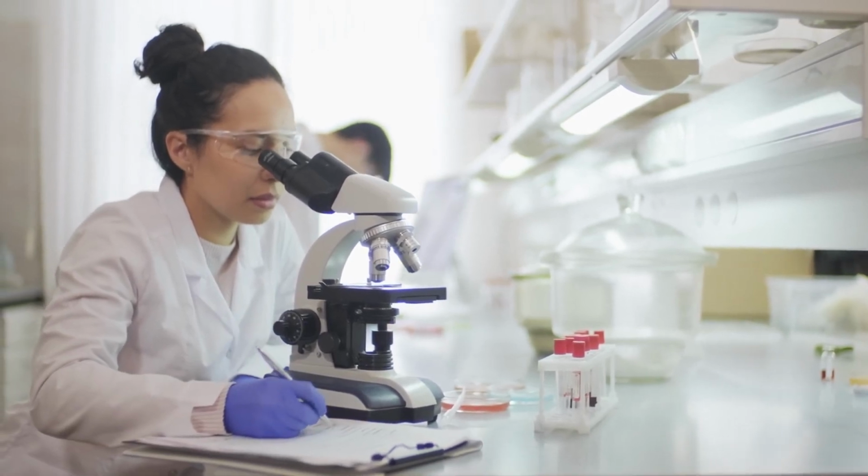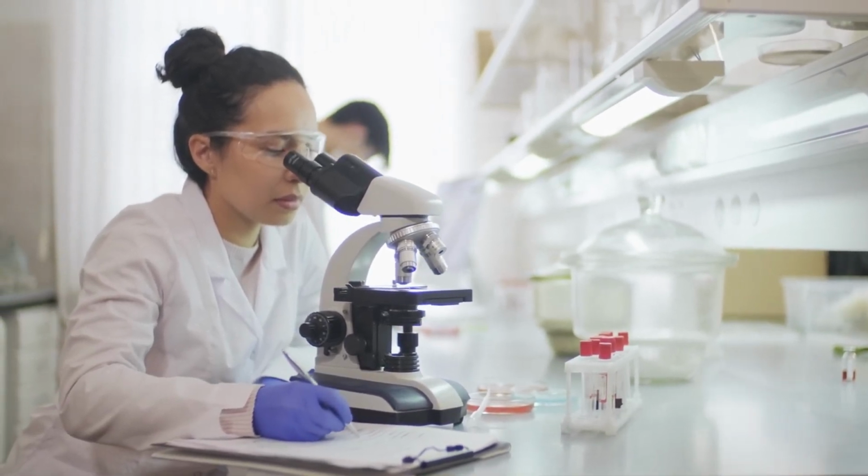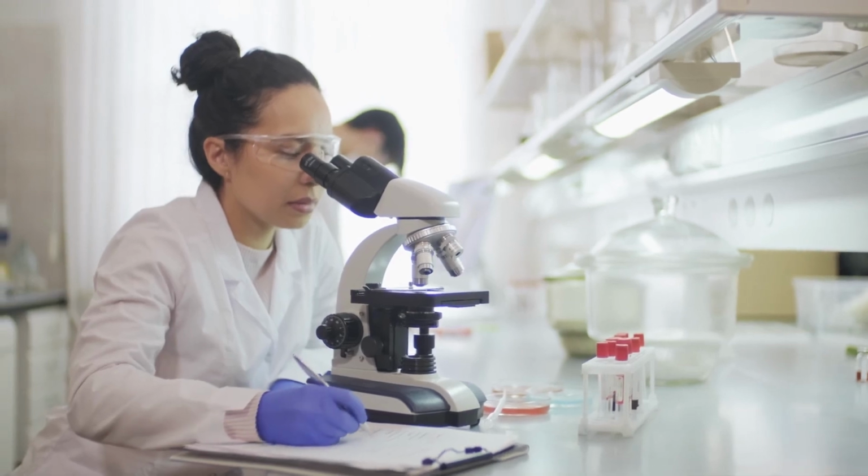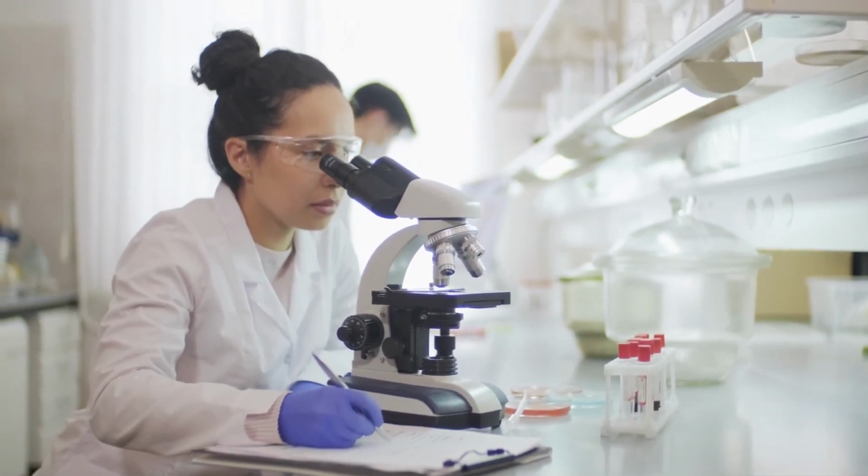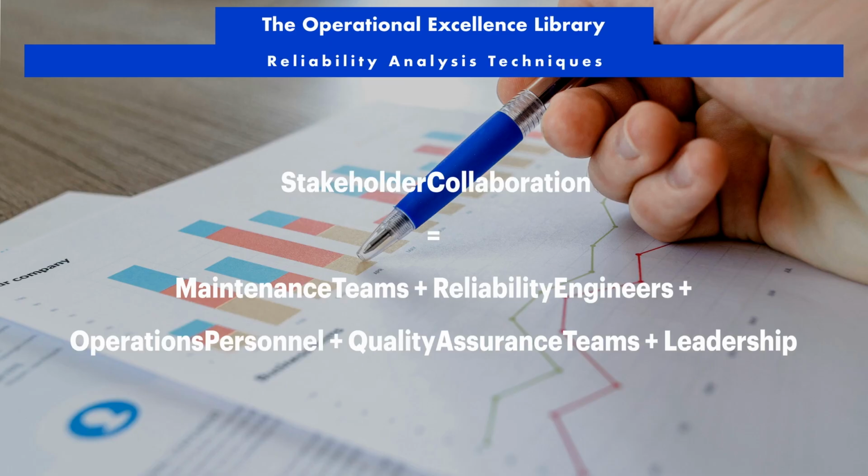Quality assurance, QA, personnel play a vital role in ensuring that equipment is manufactured and installed according to design specifications, and that quality control processes are in place to detect and correct defects. QA teams work closely with reliability engineers to identify and correct design or manufacturing flaws that could lead to equipment failures.